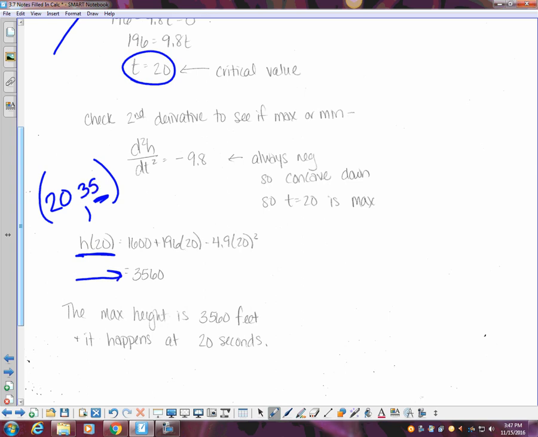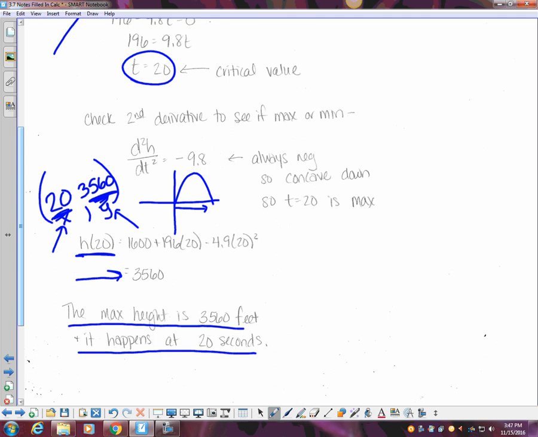So when you're talking height, this is x, this is y. So it makes sense that this is height, this is time. So as time goes across, it tells you what the height of the rocket's going to be. So at 20 seconds, the max height is 3,560. The max height happens at 20 seconds. Again, a sentence labeled all nice and pretty.